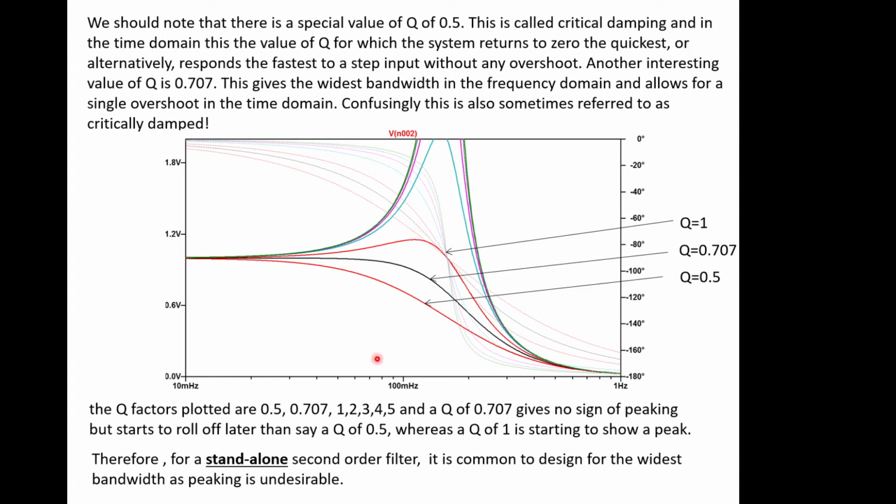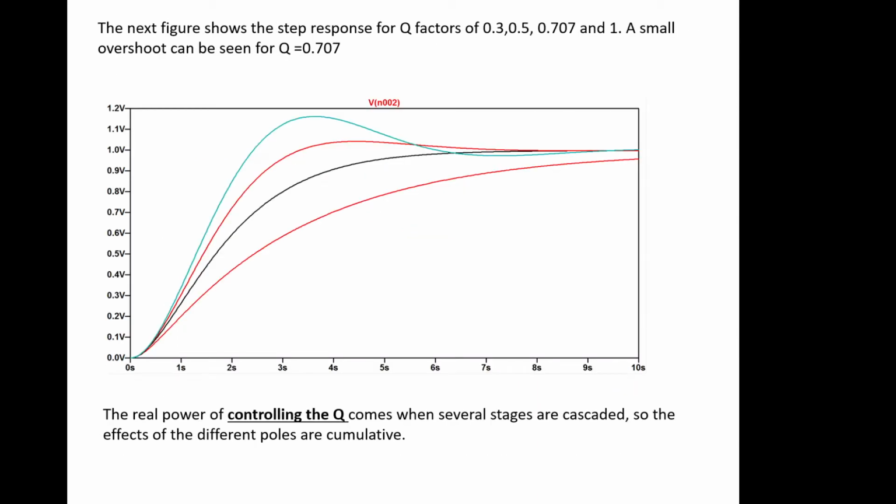So there's a little bit of amplification, and then as the Q factor gets bigger, it gets a bit mad really. So for a standalone second order filter, it's common to design for the widest bandwidth, as we don't want peaking because that emphasizes frequencies. We want to be nice and flat for as long as possible and then fall away as quickly as possible. So the black line tends to be what we aim for on a second order filter. So even though the complicated maths came into play, really it's quite limited what we can do with a single standalone second order filter in terms of design.